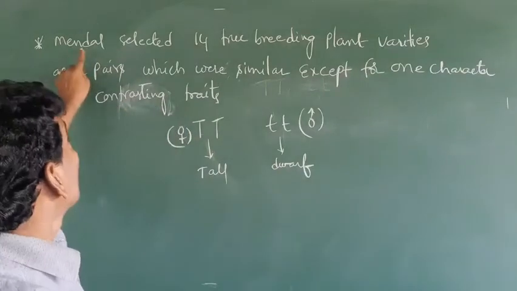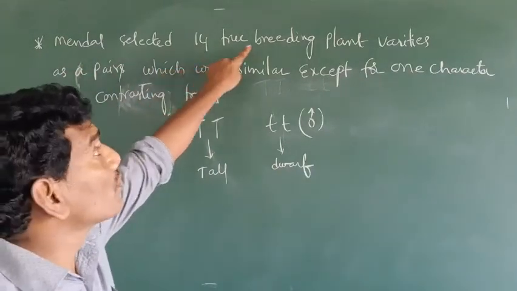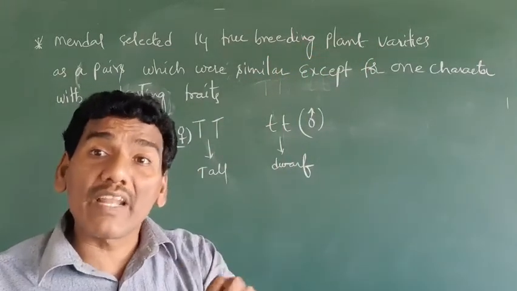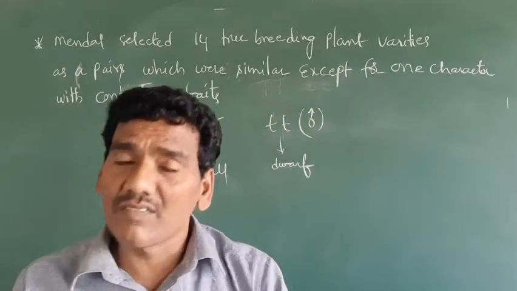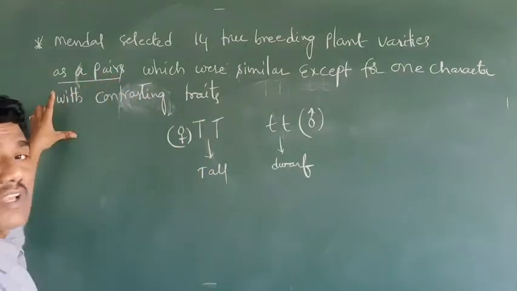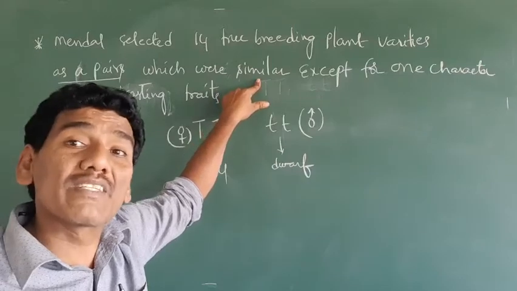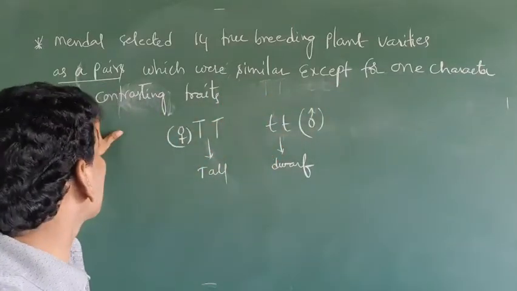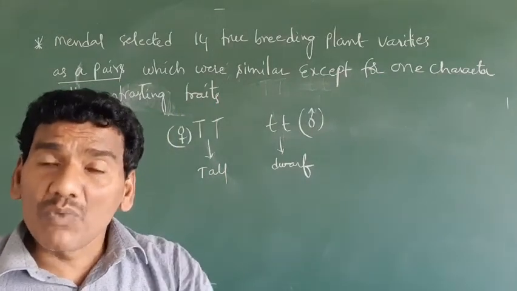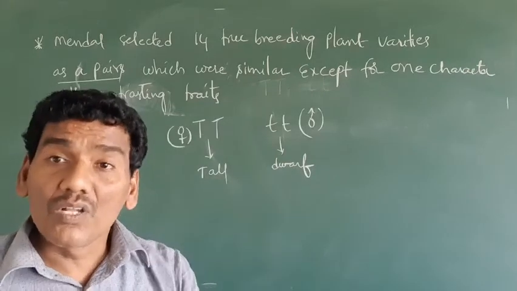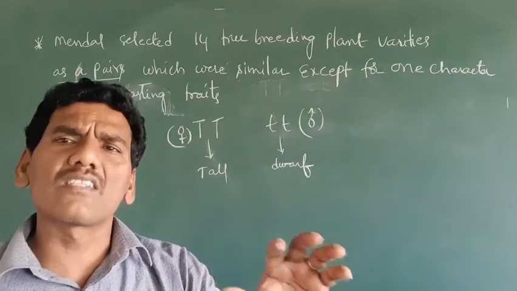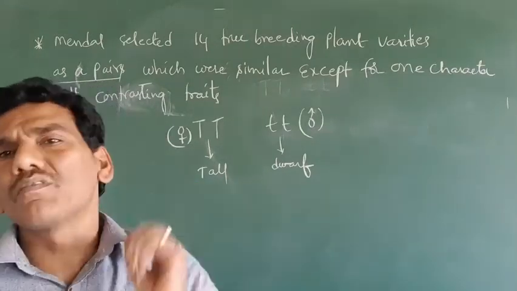Mendel selected 14 true breeding plant varieties. Actually, those 14 true breeding characters are present in the form of pairs. That's why, as pairs, they were similar except for one character with contrasting traits. Later I will give a table. Later you can clearly understand how these 14 characters are present in the form of pairs by seeing the table.